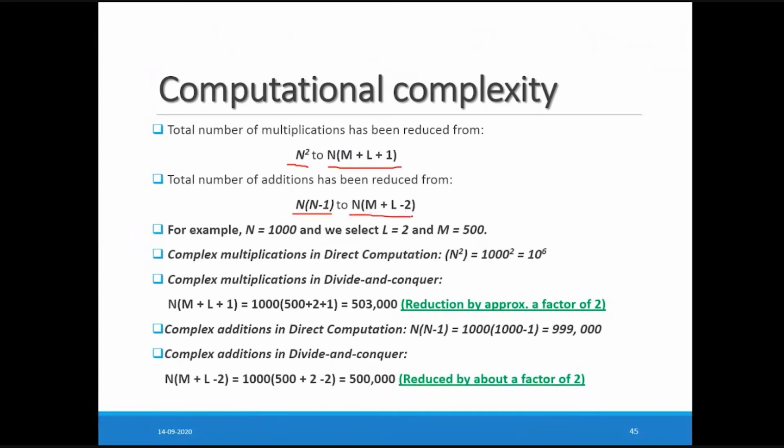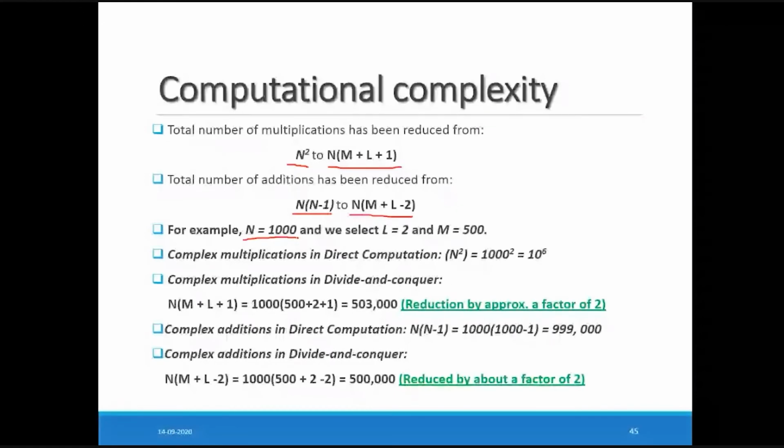Now in the equation form, some of you may not agree with that. Reduction is not visible clearly. Here I have written N square to N into M plus L plus 1. Addition, then N into N minus 1 to N into M plus L minus 2. So to make things more clear, let us take one example. Here I am taking N is equal to 1000. So for example, my DFT having total number of 1000 points.